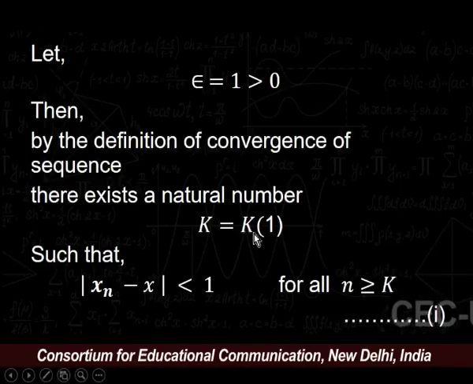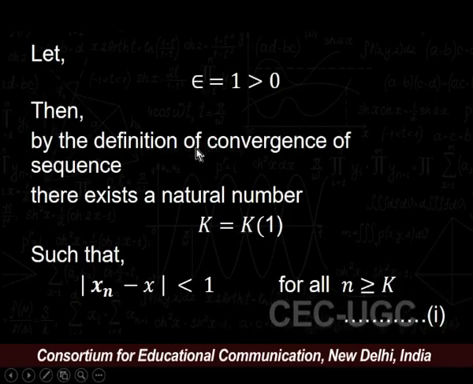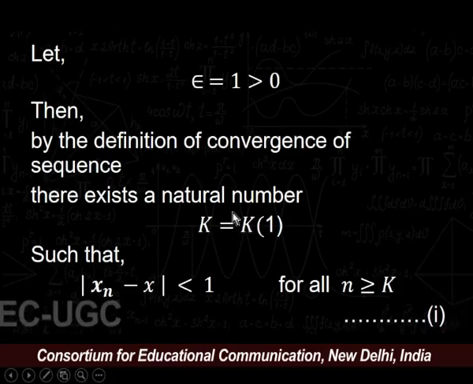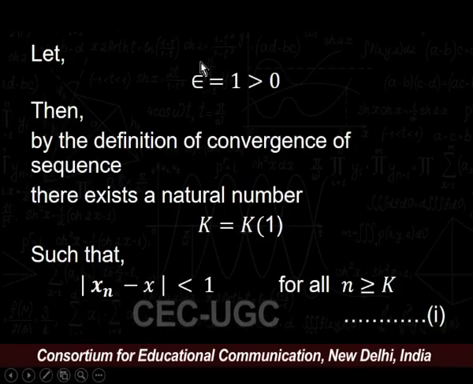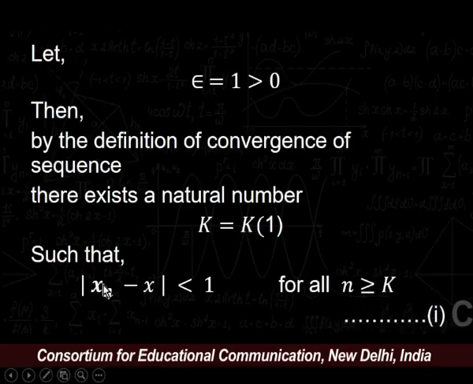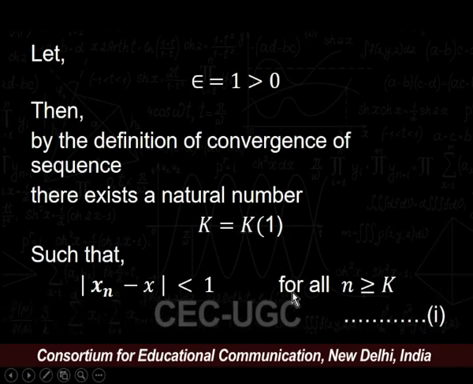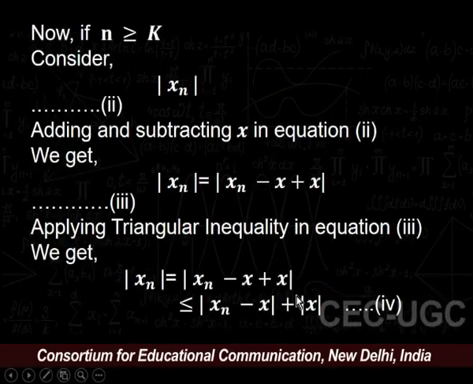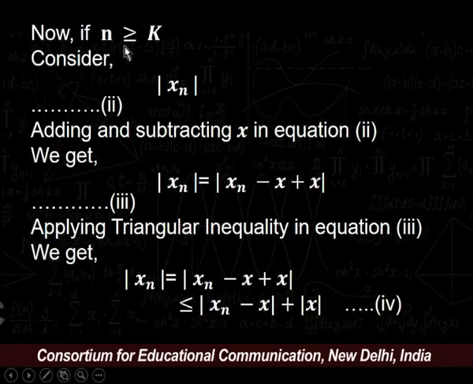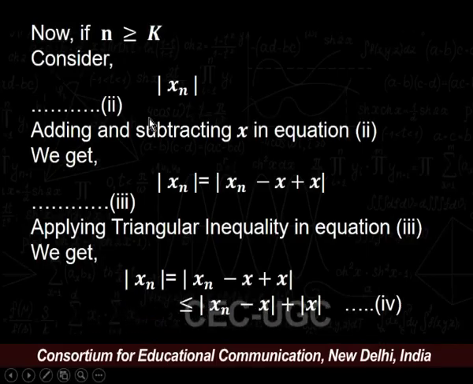So, using this definition, we can assume our epsilon is equal to 1, which is greater than 0. Then, by the definition of convergence of a sequence, there must exist a natural number K depending upon that epsilon, that means depending upon 1, such that we have our equation number 1. That is, |x_n - x| < 1 for all n greater than or equal to K. Now, if n is greater than or equal to K, consider |x_n|. Say this is our equation number 2.